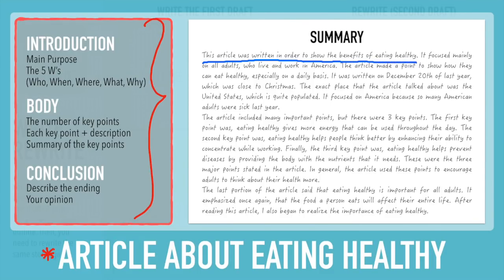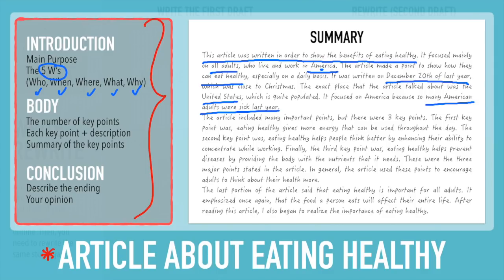Now I'm looking for the 5 W's. Where are they? It focused mainly on all adults who live and work in America. The article made a point to show how they can eat healthy, especially on a daily basis. It was written on December 20th of last year, which was close to Christmas. The exact place that the article talked about was the United States, which we already have right here, America, which is quite populated. It focused on America because so many American adults were sick last year. So we've answered the why, the what, the where, the when, and the who. Now we're going to move to the body section.